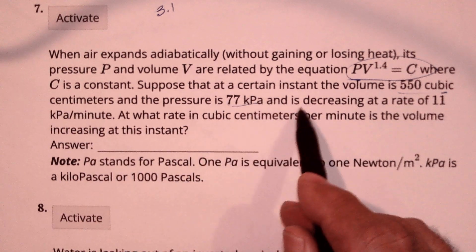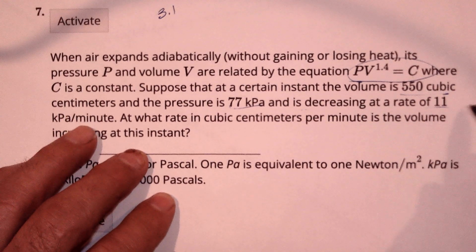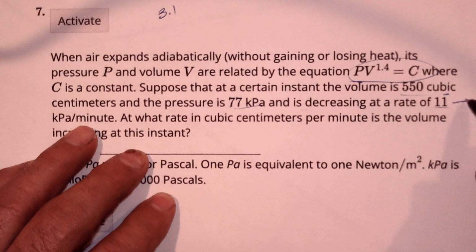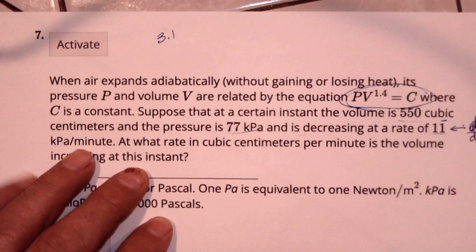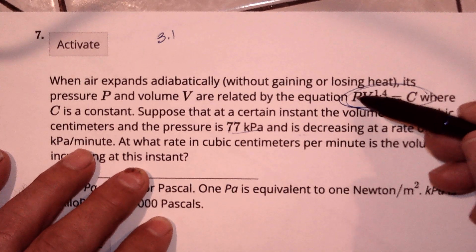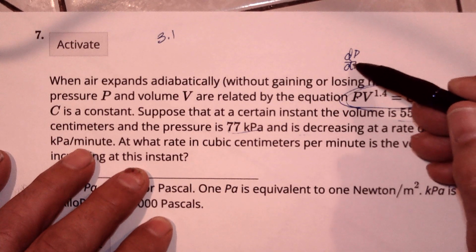The pressure is this, and is decreasing at a rate of dP/dt, the change in the pressure with the change in time. So we need to go back to this formula and take the derivative with respect to time. So the derivative of P with respect to time is dP/dt.